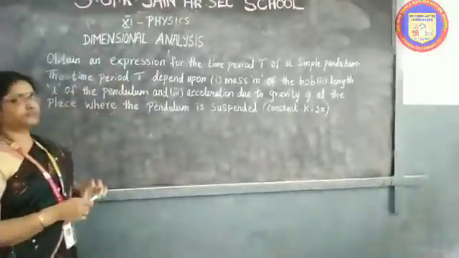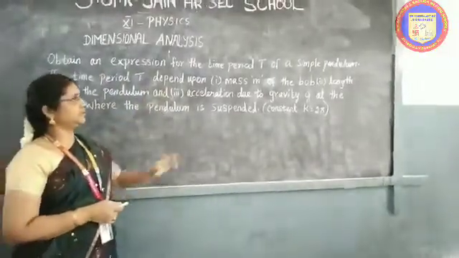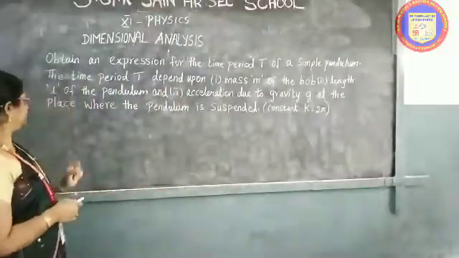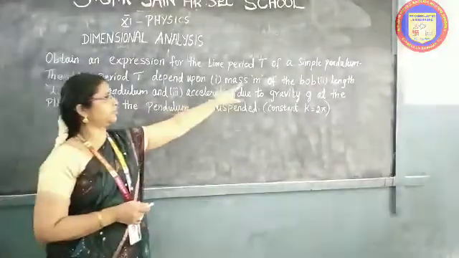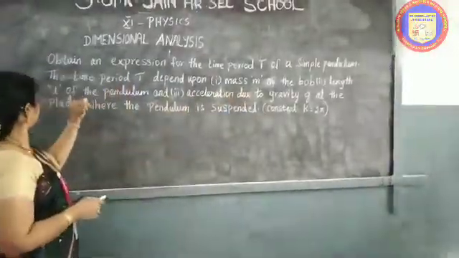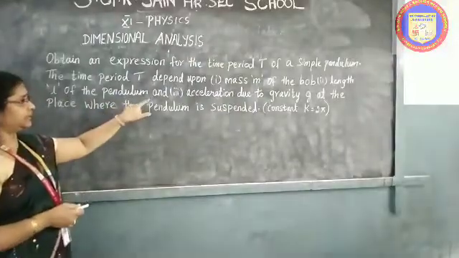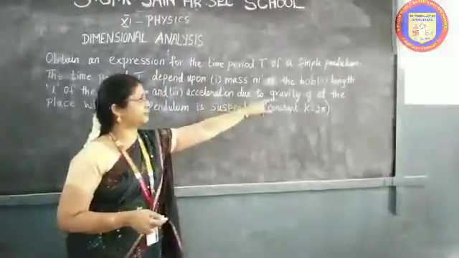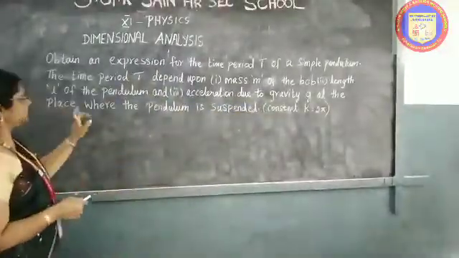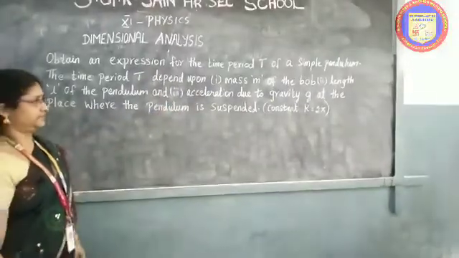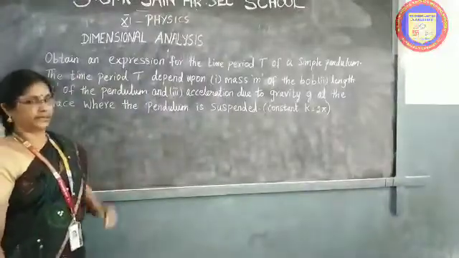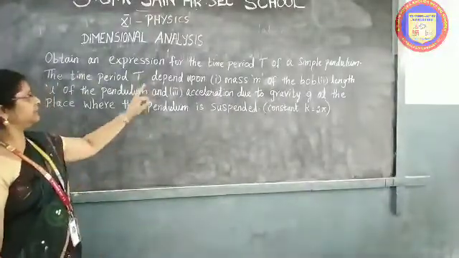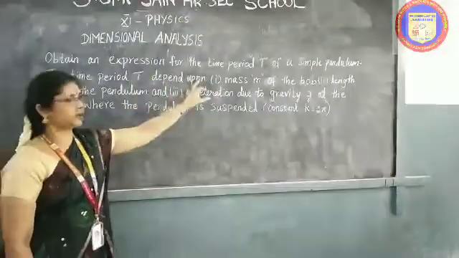Obtain an expression for the time period T of a simple pendulum. The time period T depends upon the mass m of the bob, the length l of the pendulum and the acceleration due to gravity g at the place where the pendulum is suspended. The constant value is given, which is equal to 2 pi. First we have to write what the time period depends upon.